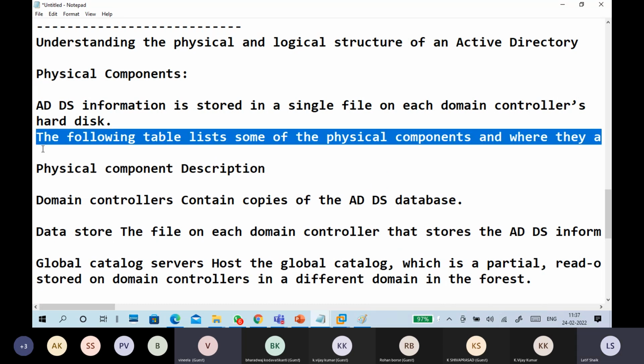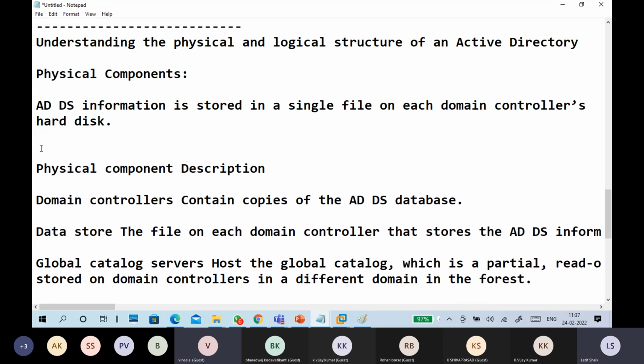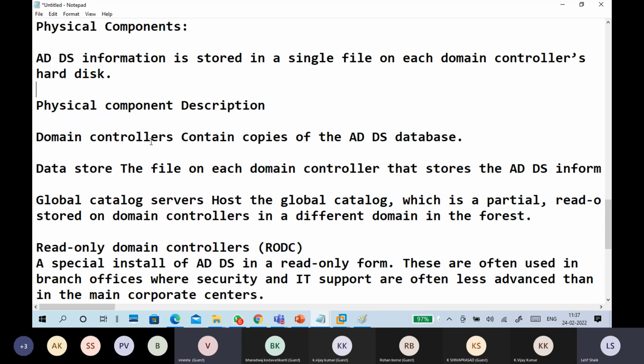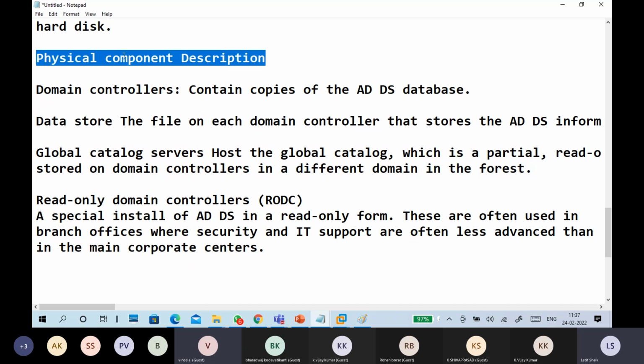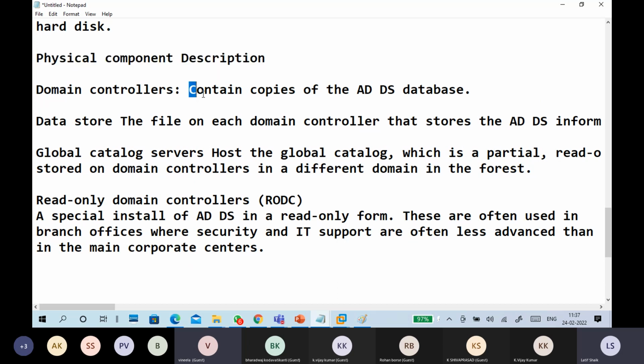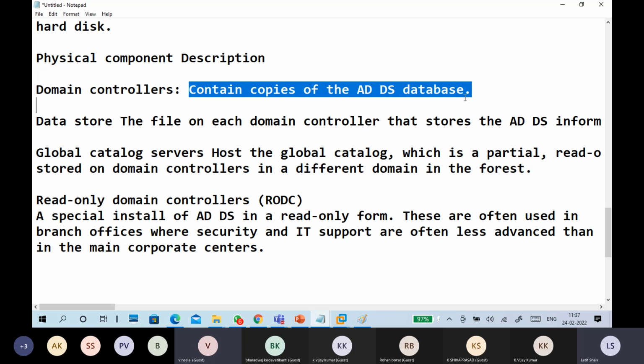I copied from a big textbook, so that's why I typed everything, to not miss anything. Okay, so physical component and description: domain controller. This is the physical component. A domain controller contains a copy of the Active Directory database.